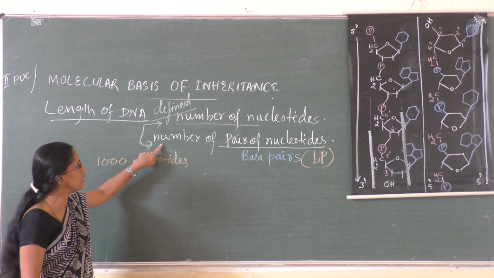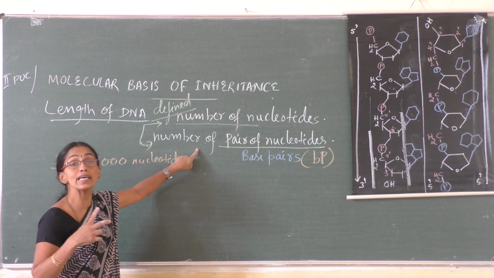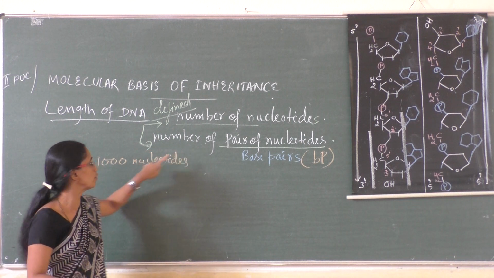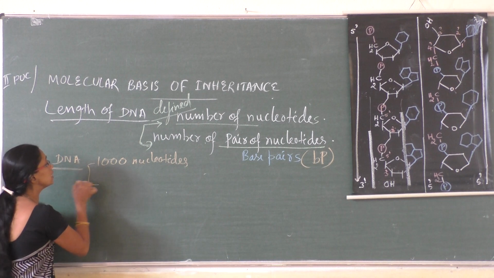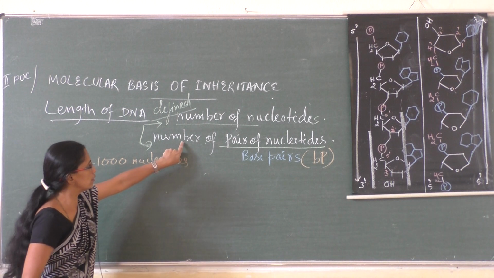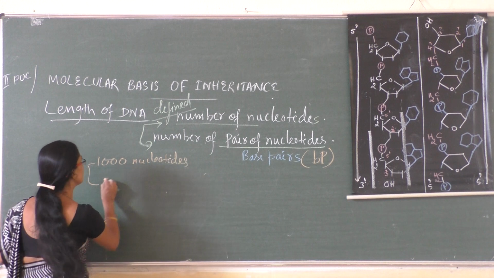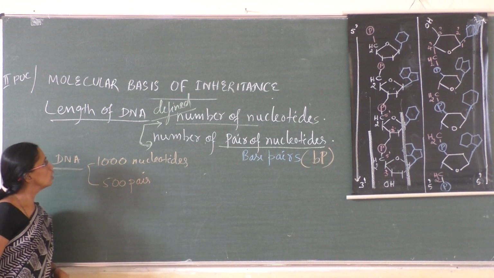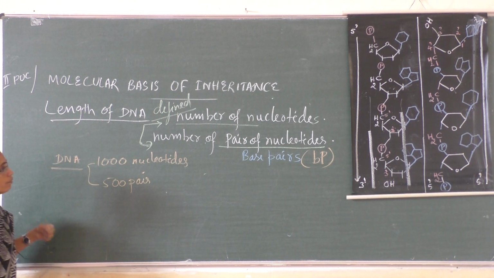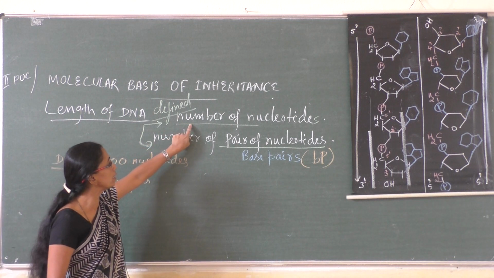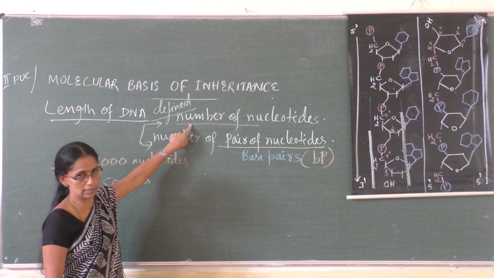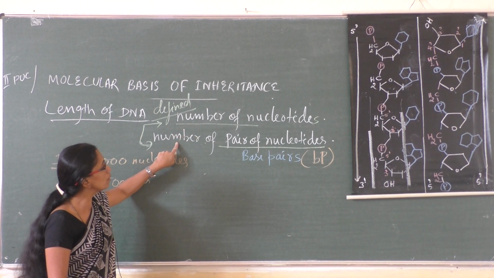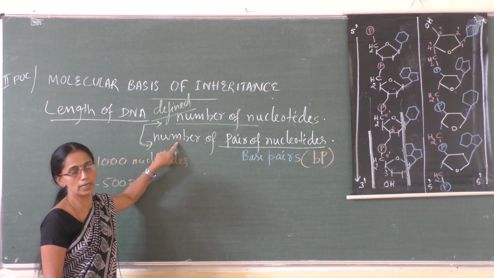Another method is by telling the number of pair of nucleotides. So the same thing when it is in number of pair of nucleotides, it is 500 pair, we say 500 pair, like that. So length of DNA can be defined by two methods, either by telling the number of nucleotides in them, or by telling the number of pair of nucleotides.